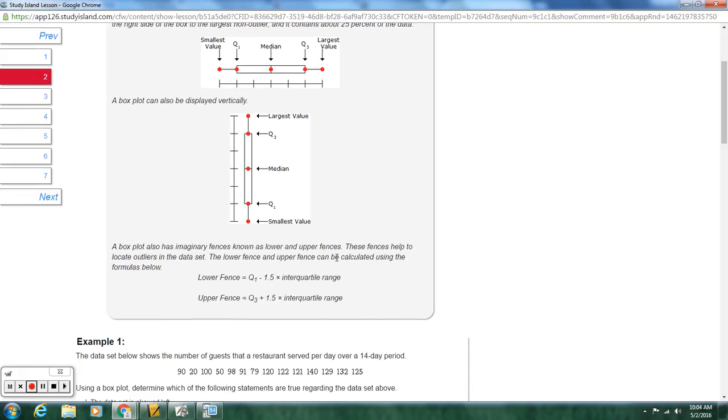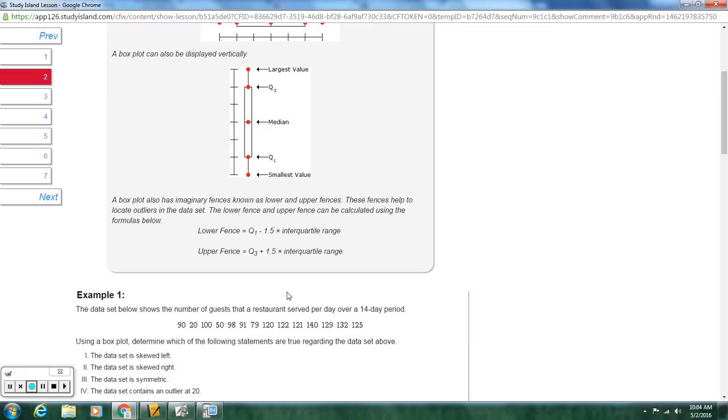Now, I told you your interquartile range. This is important. This is where you find out, and it says right here, they call it fences. I'm not quite sure why they call it fences, but it says the box plot has imaginary fences known as lower and upper fences, and they help to locate outliers in the data set. So the way you find an outlier, here's an equation you need to write down. The lower outlier is Q1 minus 1.5 times the IQR. Sorry, let me write this down.